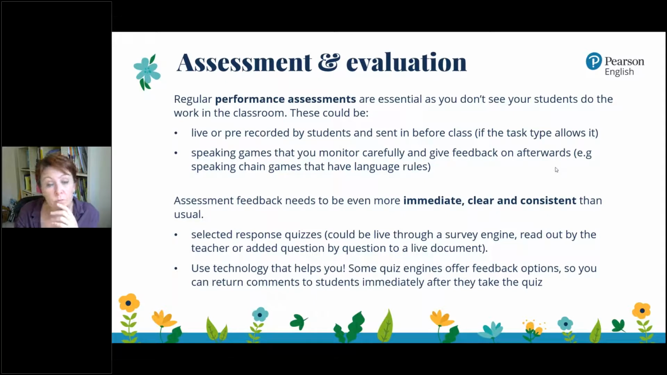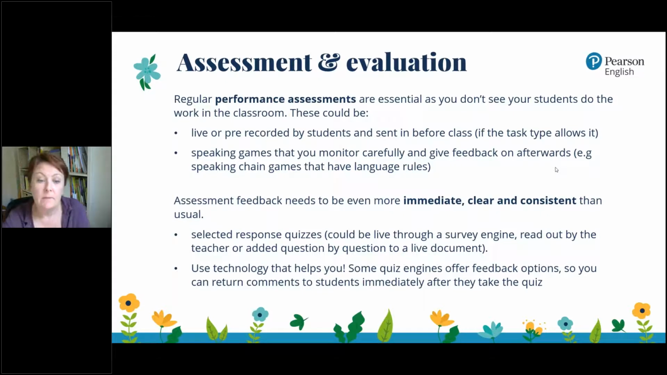So these kind of things could be live, they could be pre-recorded, whether it's audio, whether it's video. I know there's some restrictions in some countries around doing that, so of course you have to think about what you're able to do. Things that you can monitor, anything that you can give feedback on, or that has language rules that you can assess on is really, really important. And assessment feedback needs to be immediate, clear and consistent, and backed up with that written feedback that we talked about.